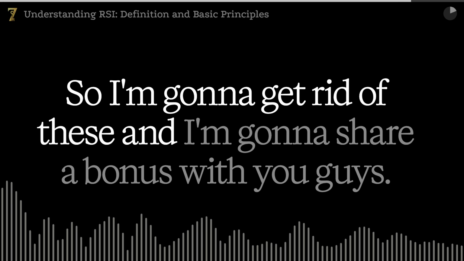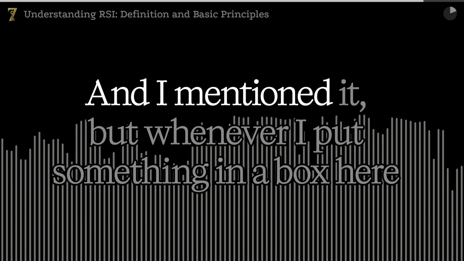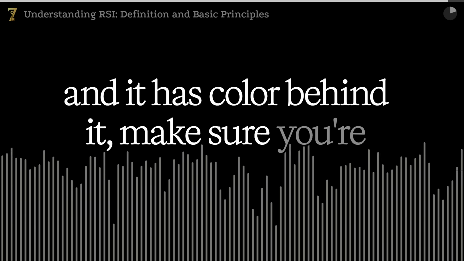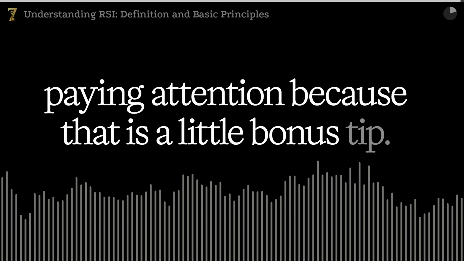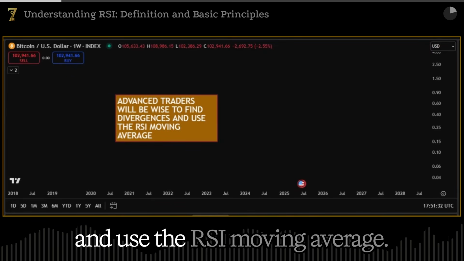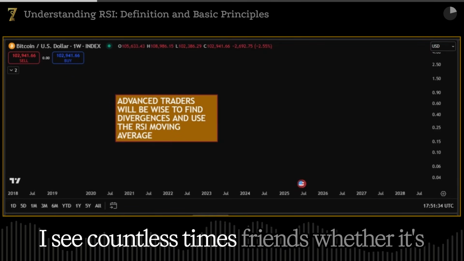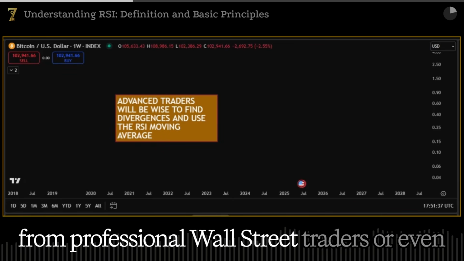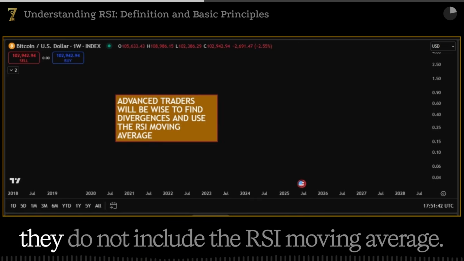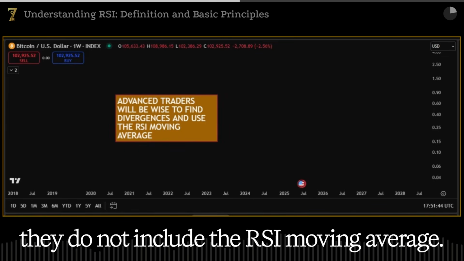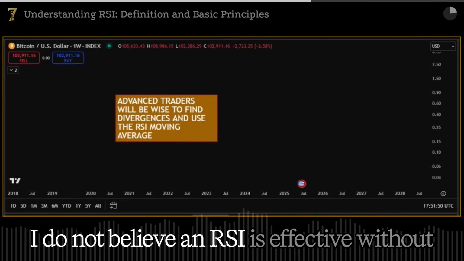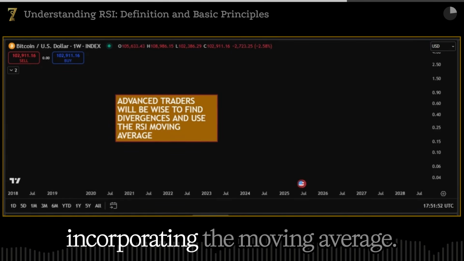So I'm going to get rid of these and I'm going to share a bonus with you guys. And I mentioned it, but whenever I put something in a box here and it has color behind it, make sure you're paying attention because that is a little bonus tip. Advanced traders are always going to be wise to find divergences and use the RSI moving average. I see countless times, friends, whether it's from professional Wall Street traders or even publications that I read from other TA experts, they do not include the RSI moving average. That is a cardinal sin. I do not believe an RSI is effective without incorporating the moving average.